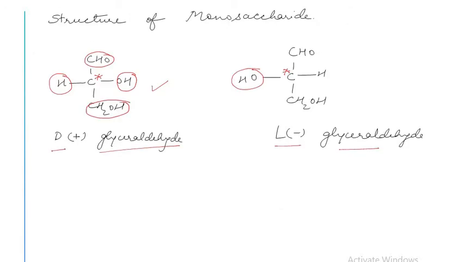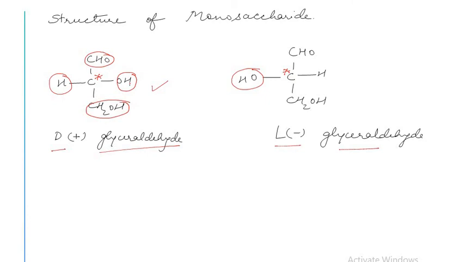To understand the structure of monosaccharide, first we will have to understand chiral carbon. A chiral carbon is the carbon that is attached to four different groups. For example, in this structure of glyceraldehyde, this carbon is attached to four different groups, so this carbon is called a chiral carbon.